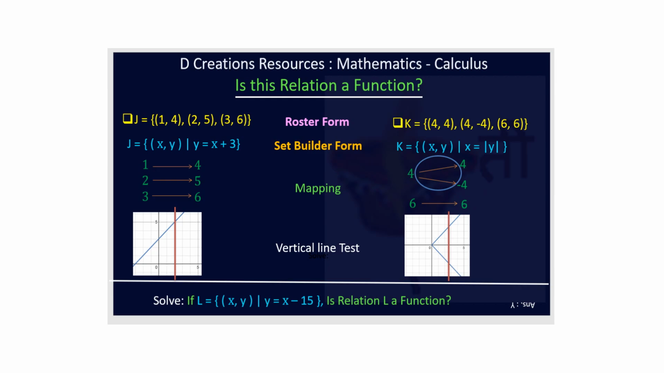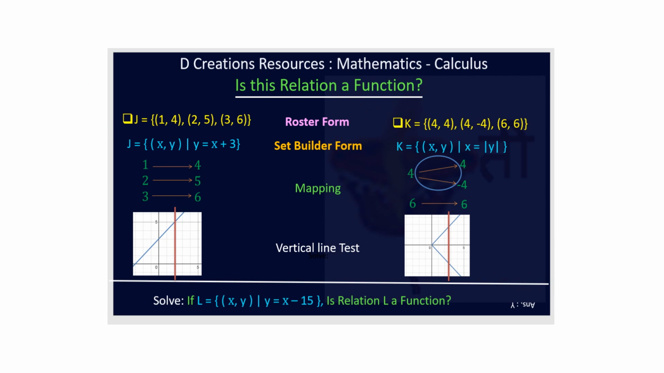Similarly, if you use the vertical line test, you see the graph here, the blue line shows the graph. Now if I drop a vertical line here, you can see that it is intersecting at 2 points. That means it has failed the vertical line test. So it is not a function. So the relation J is a function, and the relation K is not a function.